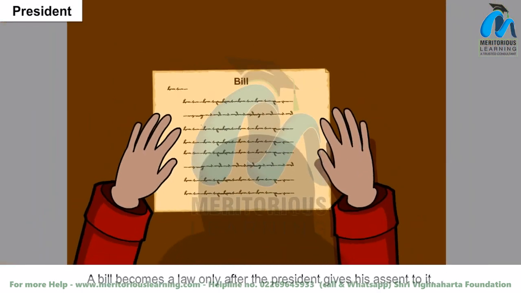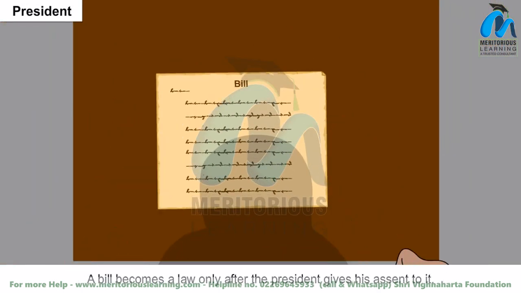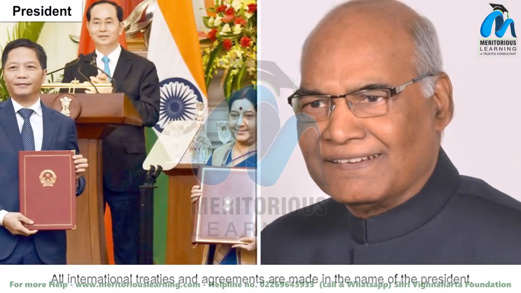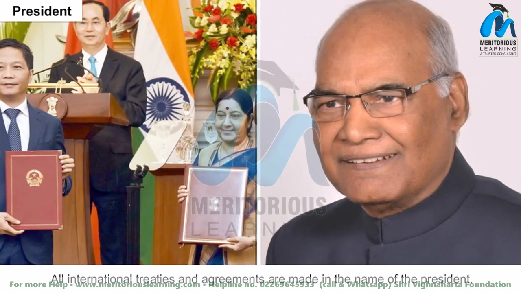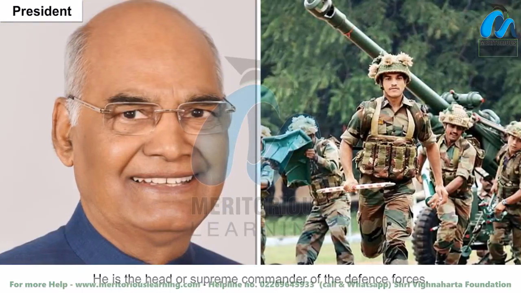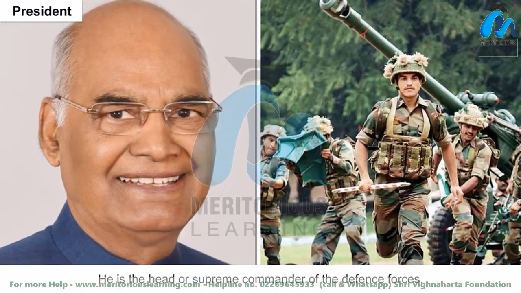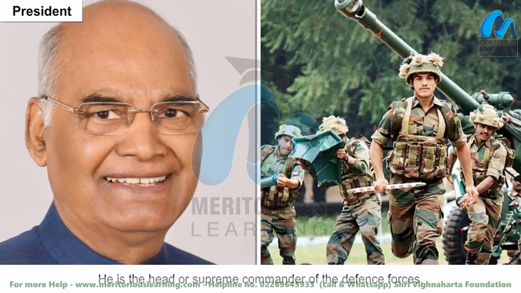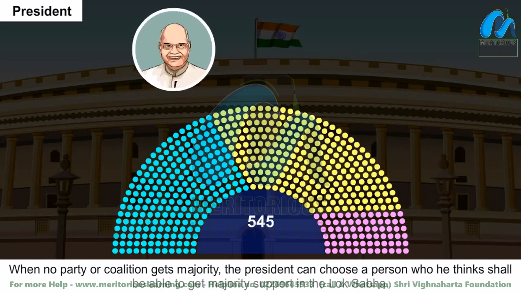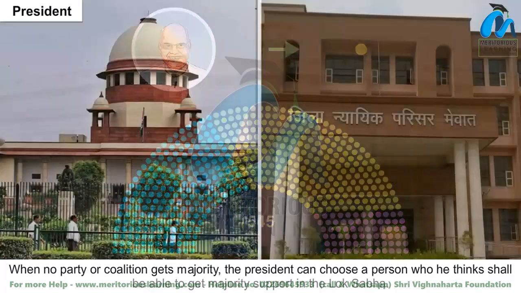A bill becomes a law only after the President gives his assent to it. All international treaties and agreements are made in the name of the President. He is the head or supreme commander of the defense forces. When no party or coalition gets majority, the President can choose a person who he thinks shall be able to get majority support in the Lok Sabha.